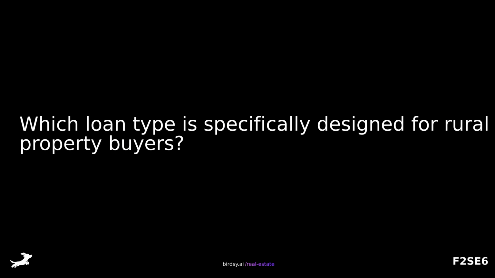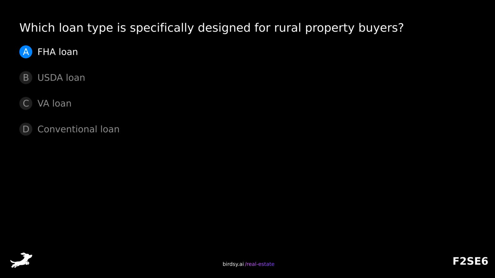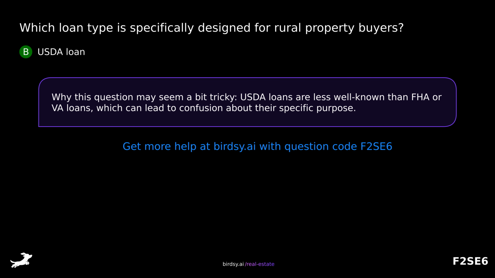Which loan type is specifically designed for rural property buyers? Is it A, FHA loan? B, USDA loan? C, VA loan? Or D, conventional loan? The answer is B, USDA loan. Why this question may seem a bit tricky. USDA loans are less well known than FHA or VA loans, which can lead to confusion about their specific purpose.